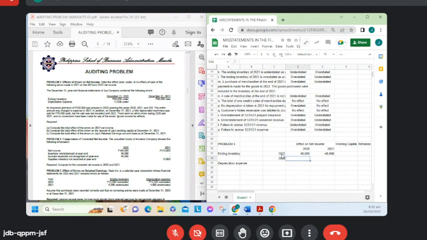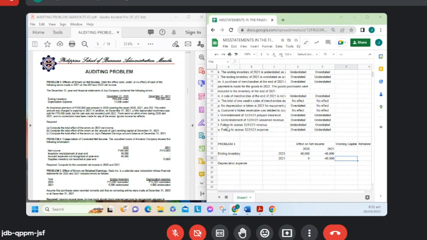Come 2021, also in 2021, there is an overstated ending inventory amounting to 40,500. So, what's the effect of that on the net income in 2021? An overstated ending inventory will result to understated cost of sales. So, understated cost of sales will result to overstated net income. So, it will result to 40,500 reduction in net income.